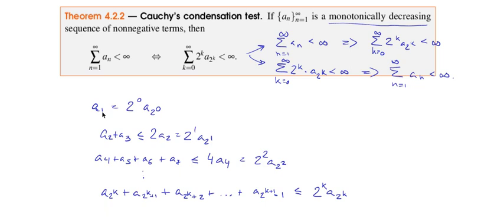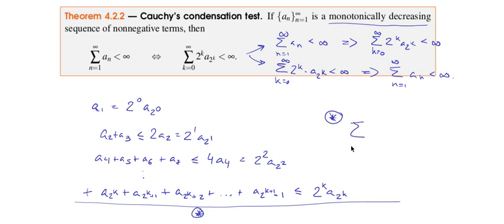Now if we sum all of these inequalities right here, then we'll get here. The left hand side is just the sum from n equals 1 to 2 to the k plus 1 minus 1 of a sub n, right? This is the sum. And this is smaller or equal than the sum from k equals 0 to 2 to the k, sorry, yes, I have to change this.